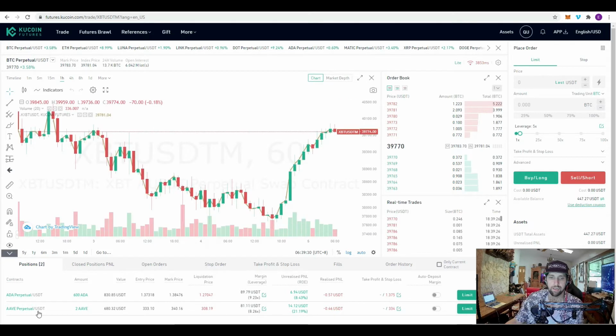Now, we can see that I am in two trades. I'm in a long on ADA and AVE at the moment, and we are up on both positions. And you can see this is the entry price at 3.33, and my stop loss is at 3.34, as well as 1.37, and I have a 1.37 stop loss. Both of these are going to be break even if I hit a stop loss, so I don't have any risk on these trades. And if they go to the moon, they go to the moon.